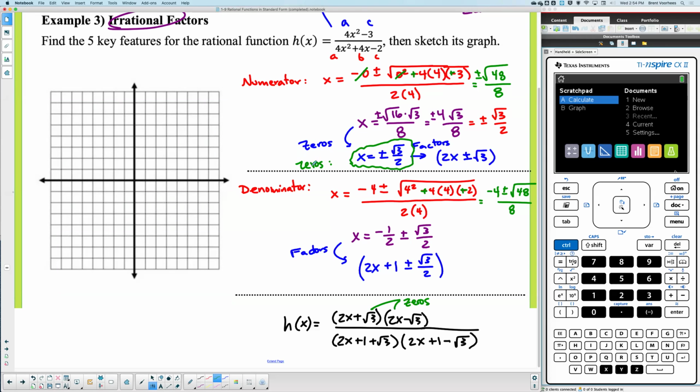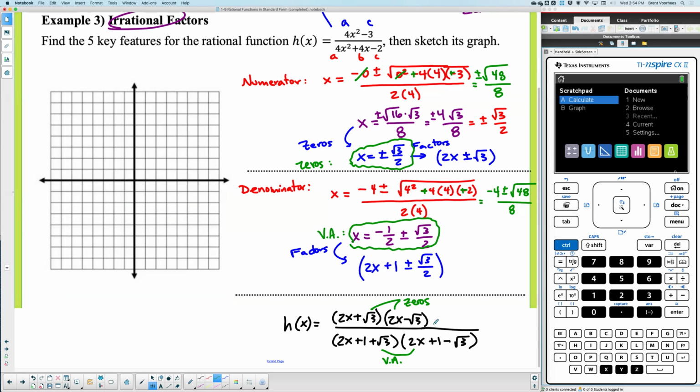Now, the denominator, since nothing cancels, these would be vertical asymptotes. So both of these would be vertical asymptotes. Now, those were generated right here. Those are my actual equations for my vertical asymptotes. So my vertical asymptotes could be found right there. These would be them.